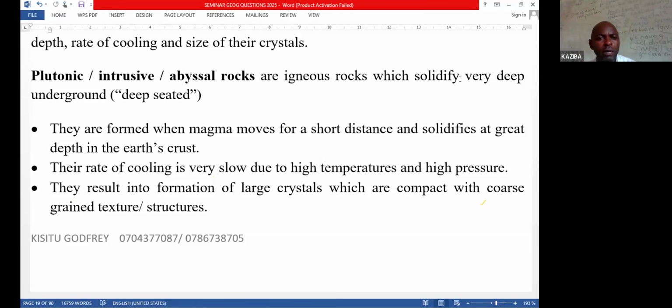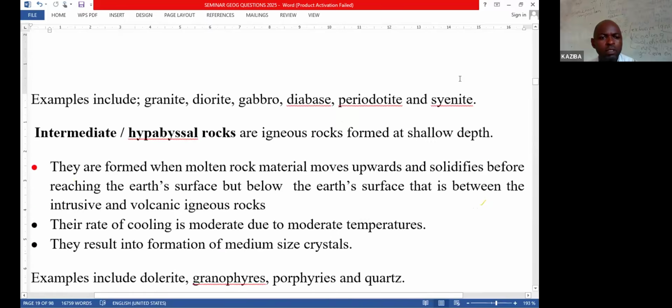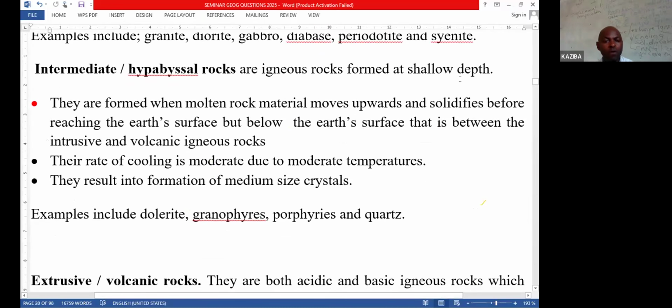the last type, which is called intermediate. Intermediate igneous rocks. Those form near the Earth's surface. They don't get out, they form when magma is about to get out, as magma reaches the Earth's surface. Their rate of cooling is moderate, so they form rocks with moderate crystals. So you give examples. Then when you're done, you give us the characteristics of these rocks.